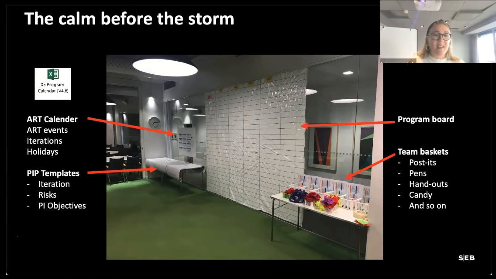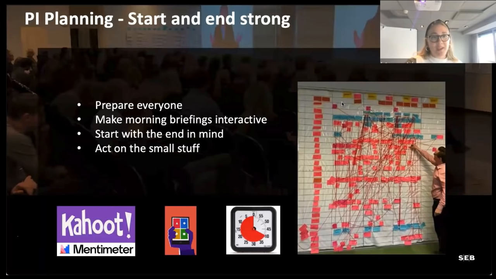But it's all about keeping it visible on the wall. And it's the same sort of templates that you would use now as well, but doing it in a digital setting. I'm jumping ahead based on feedback, so thank you for that.